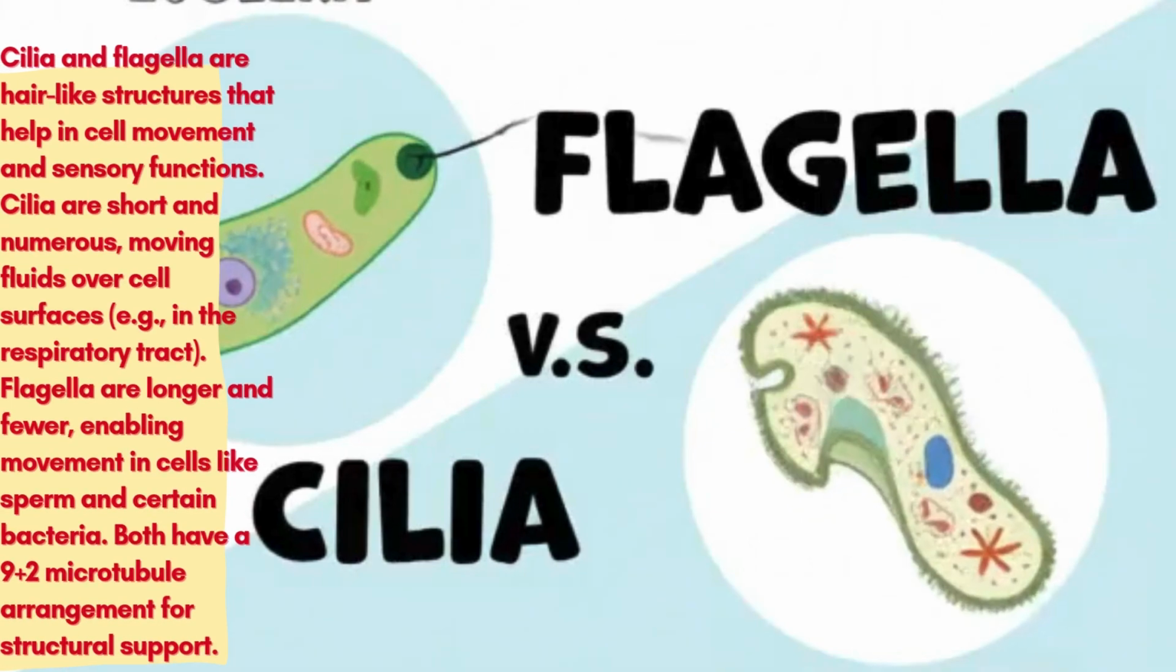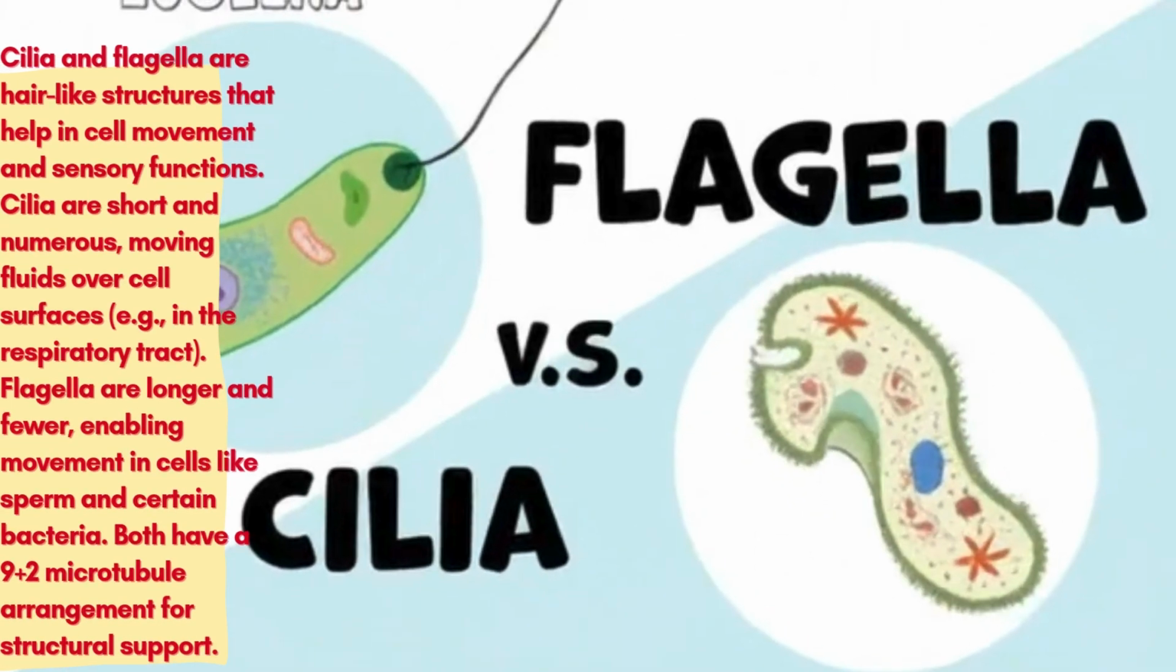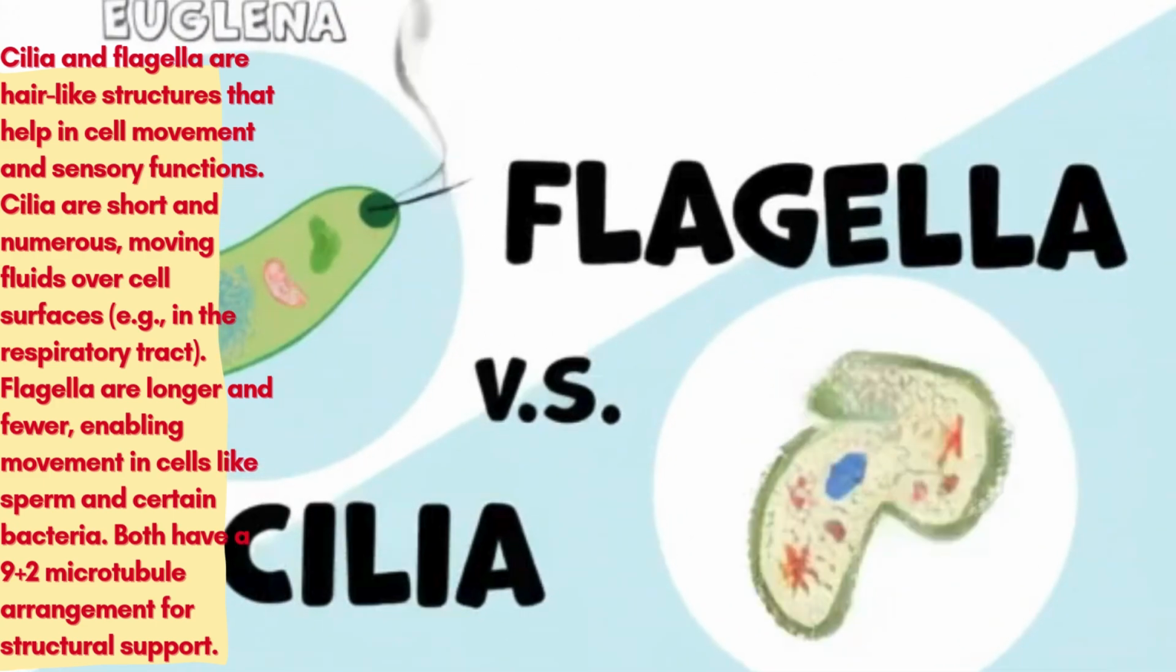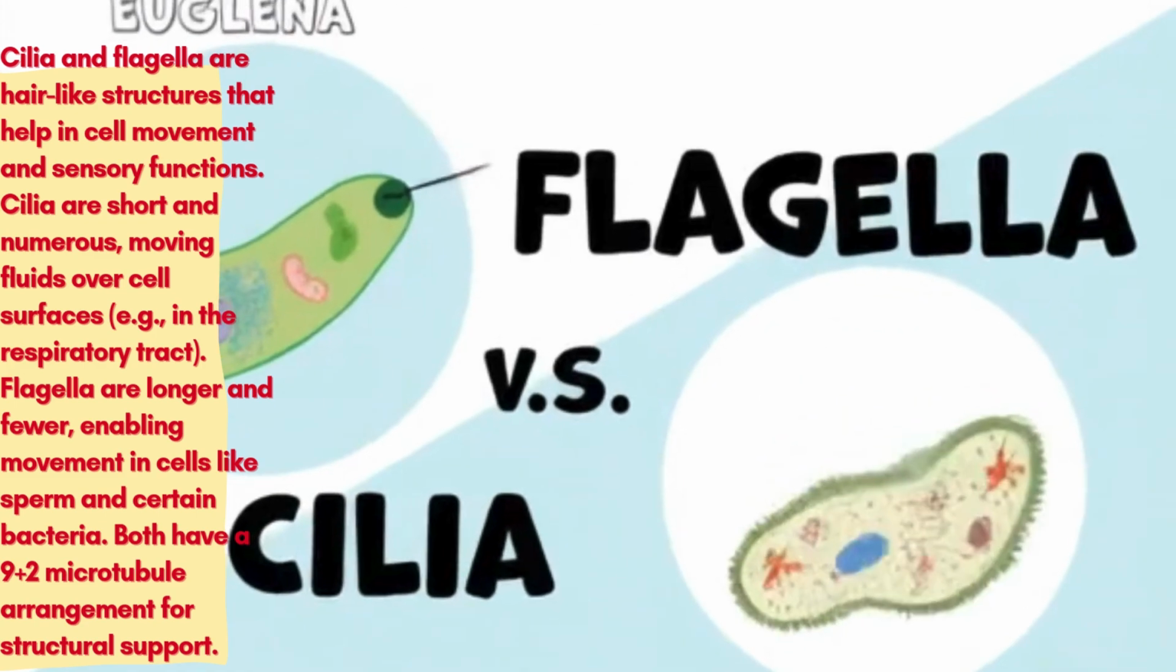Some eukaryotic cells have extensions that look somewhat like hair. These structures are called cilia. Some cells have whip-like extensions called flagella.